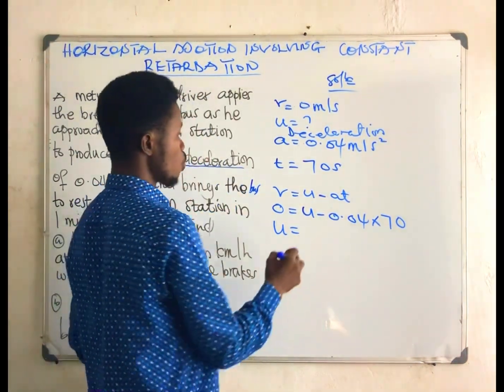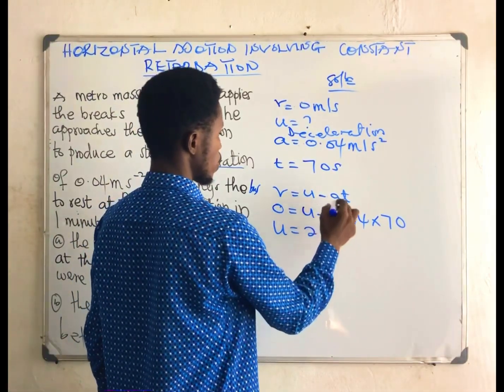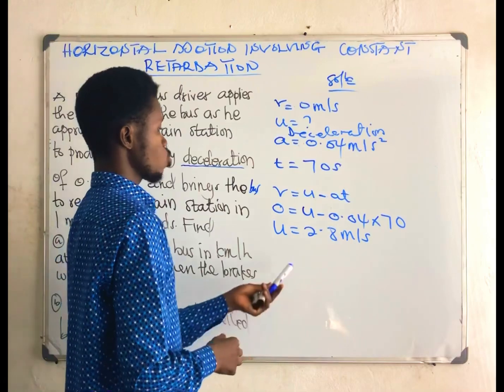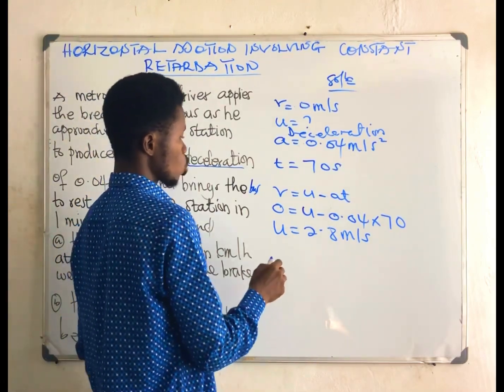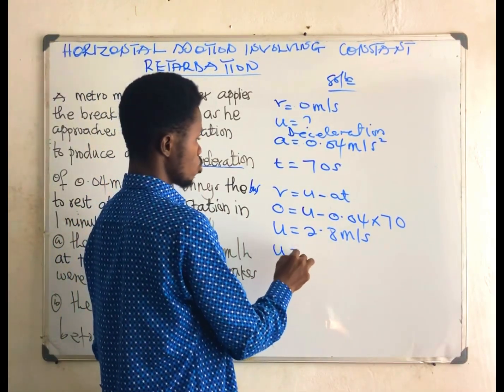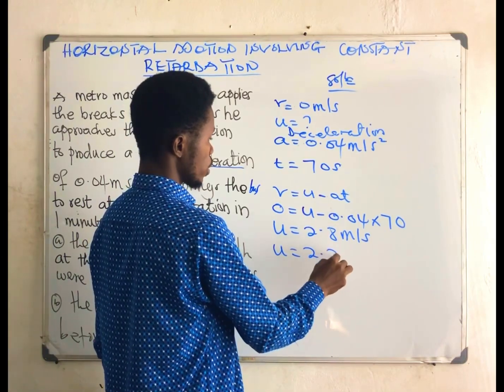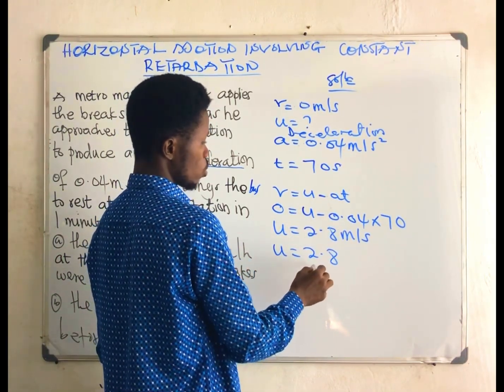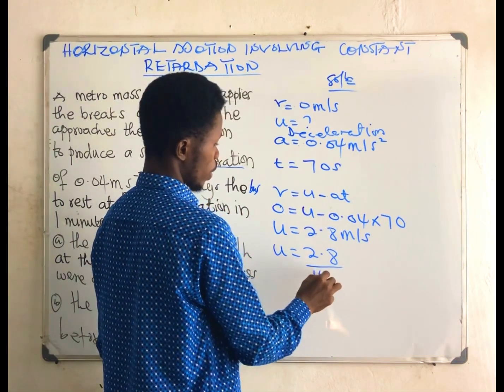This gives you 2.8 meters per second. But if you want to convert this 2.8 meters per second to kilometers per hour, so my U will be 2.8 meters to kilometers. You know, you divide it by what? 1,000, right?